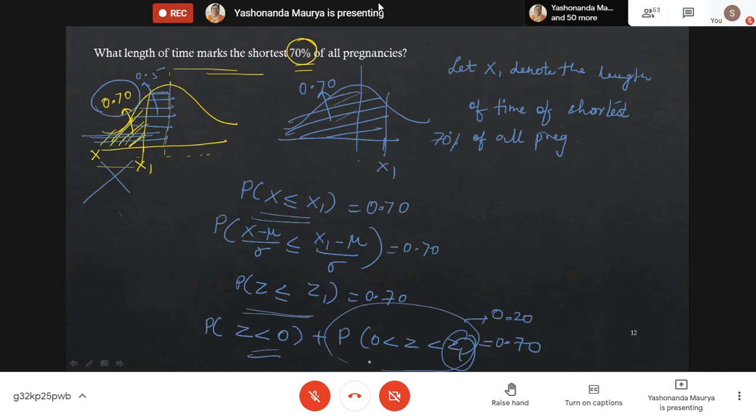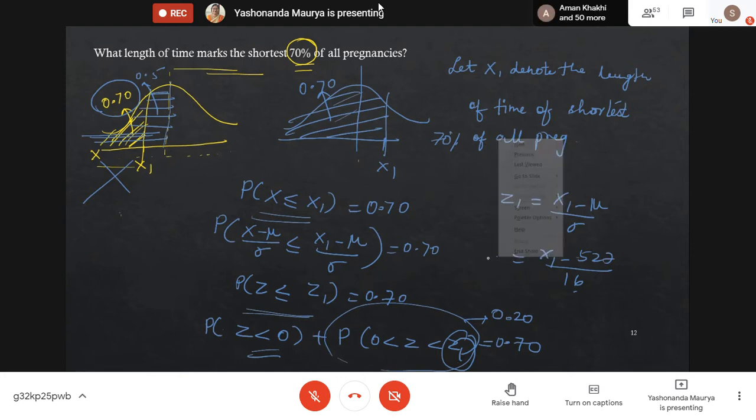So what is the corresponding value of z1? Look it up from the table. And then what is z1? z1 is equal to x1 minus mu divided by sigma. So it will be x1 minus whatever the values were, 527 divided by 16. So this will be the expression for z1. Is this clear?